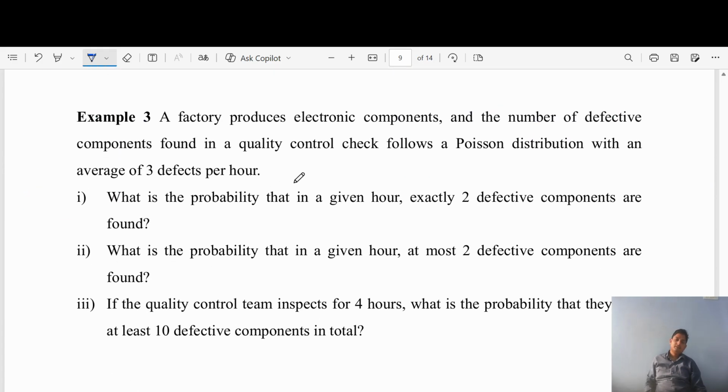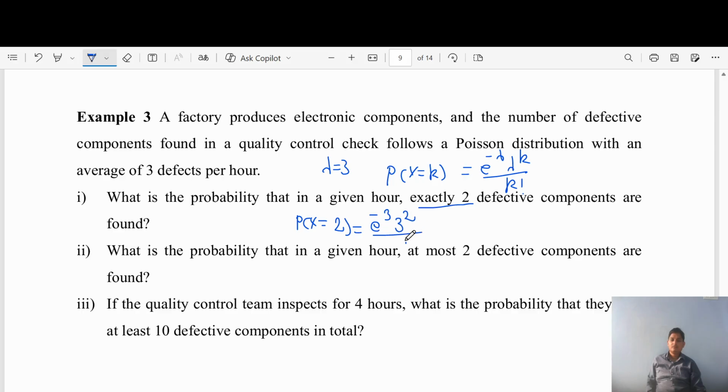Now, this question is given. A factory produces electronic components and the number of defective components found in a quality control check follows a Poisson distribution with an average of 3 defects per hour, means lambda is equal to 3 defects per hour. What is the probability that in a given hour exactly 2 defective components are found? So what is the formula? P(X=k) is e to the power minus lambda, lambda to the power k upon k factorial. So P(X=2), exactly 2, means e to the power minus 3, 3 to the power 2 upon 2 factorial.